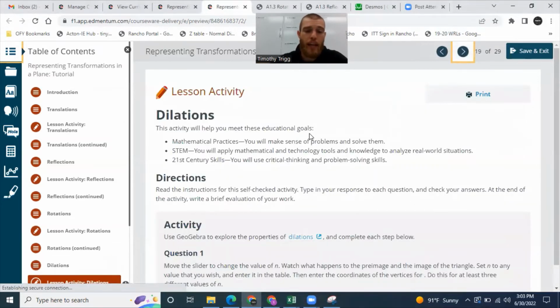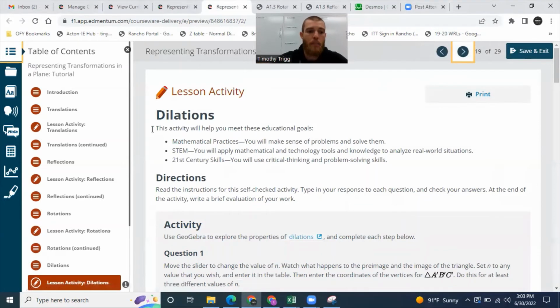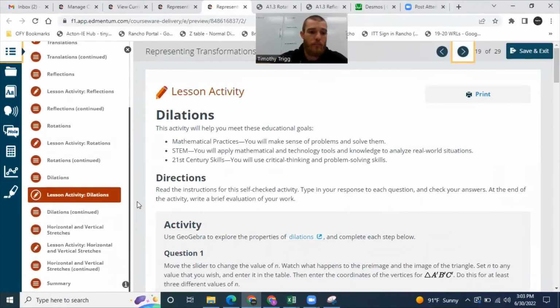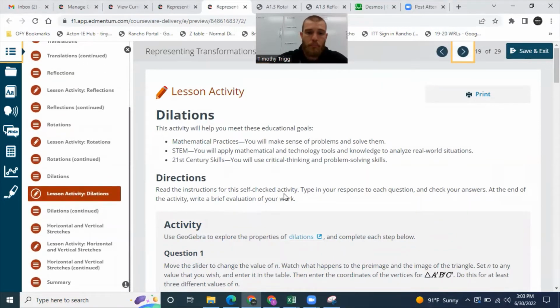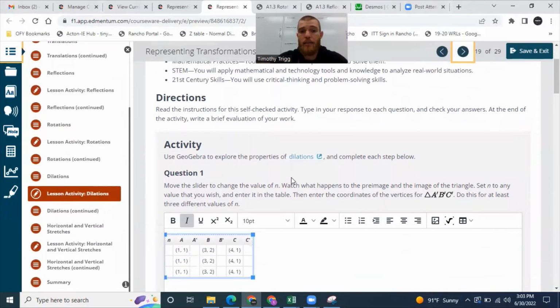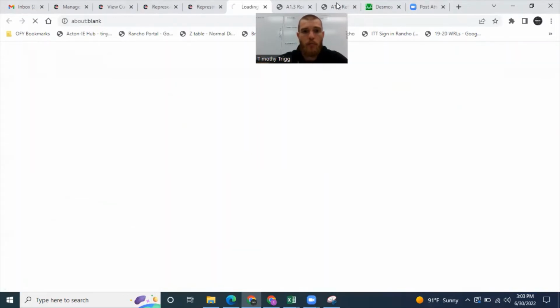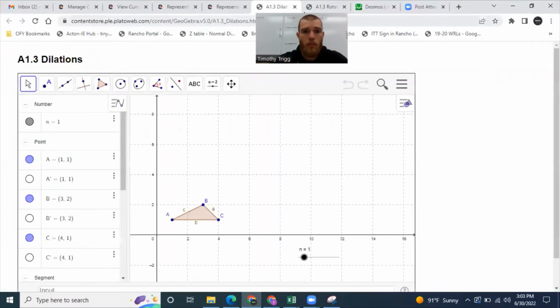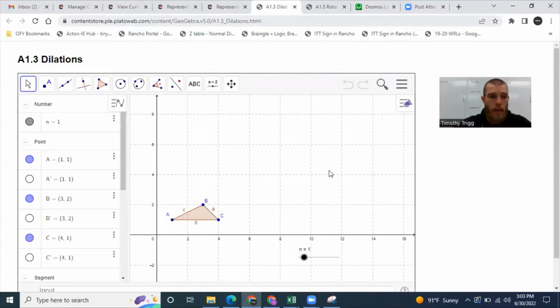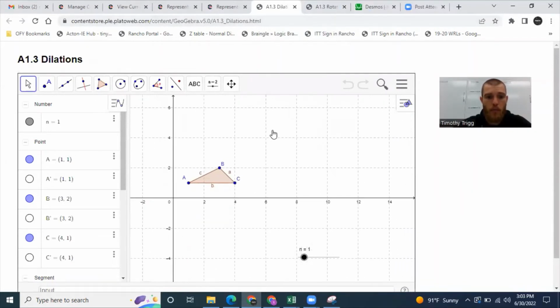Dilations. This will be the last type of transformation we're going to talk about, and that's dilations. What is a dilation? Well, a dilation is changing the size of a shape, changing its size. So let's go ahead. We have another GeoGebra we can open here, and move this around.